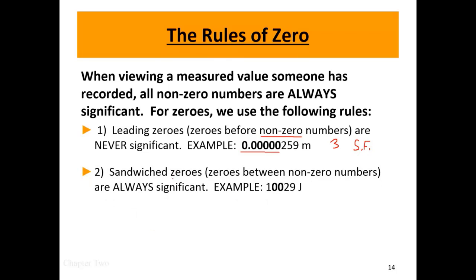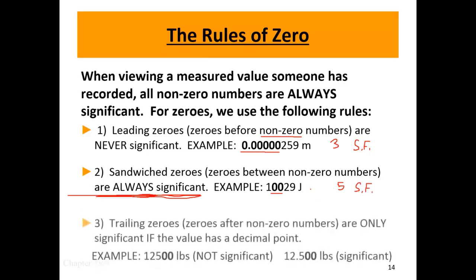Likewise, sandwich zeros, zeros in between non-zero numbers, these are always significant. So they always count as significant figures. So in this case, this number would have 5 significant figures.